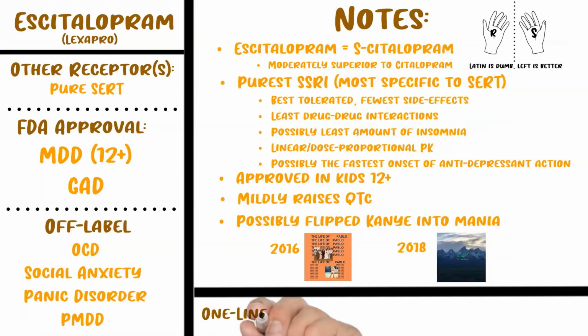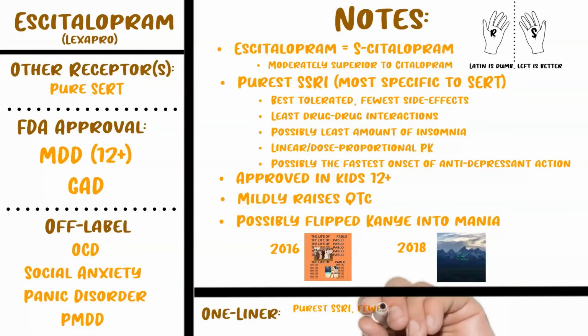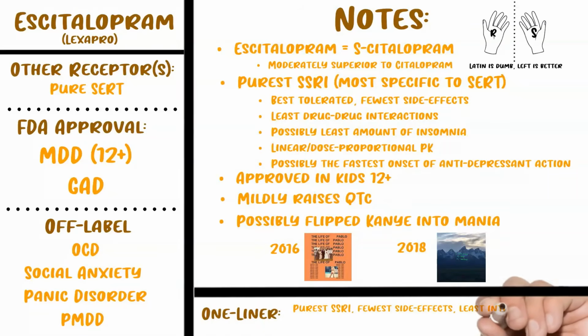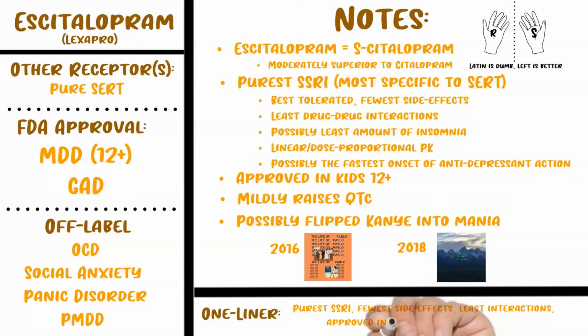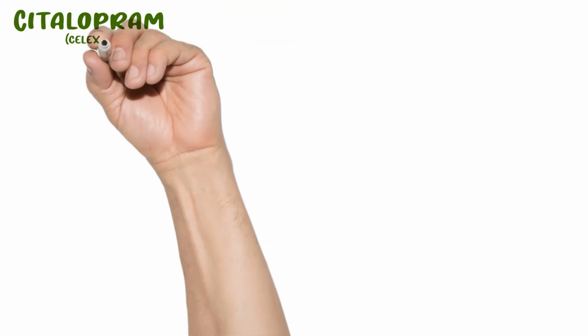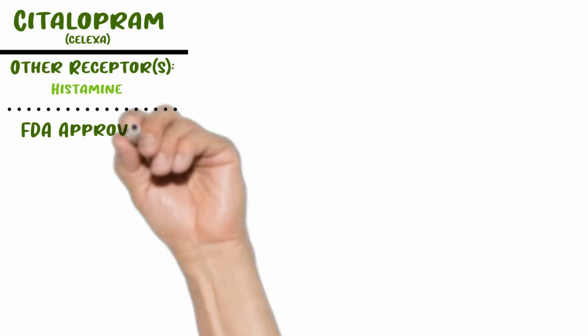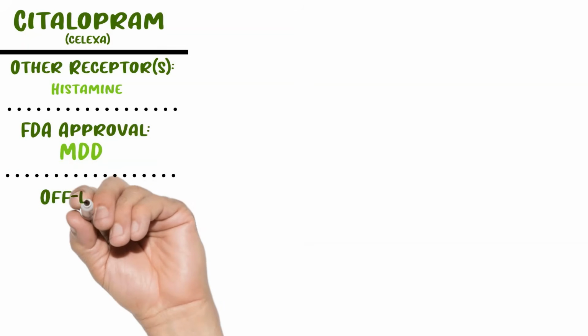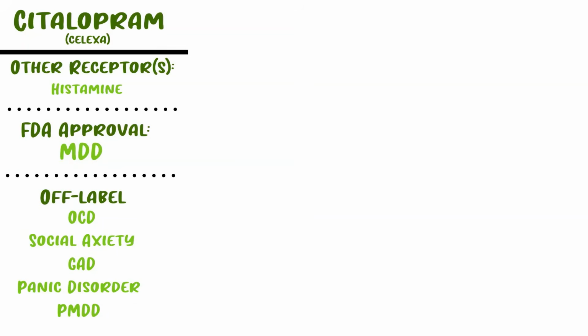So if I had to use a one-liner for Lexapro, I'd say it's the purest SSRI. It's got the fewest side effects, the least interactions. It's approved in kids 12 and older, and the downside is that it has mild QTc increase. So now the next SSRI I'm going on to is citalopram or Celexa. The other receptor it hits is histamine. It's FDA approved for depression, and it's used off-label for OCD, social anxiety, GAD, panic disorder, and PMDD.